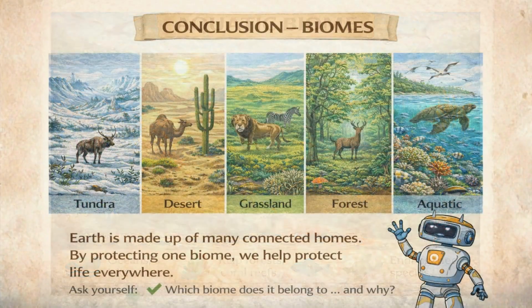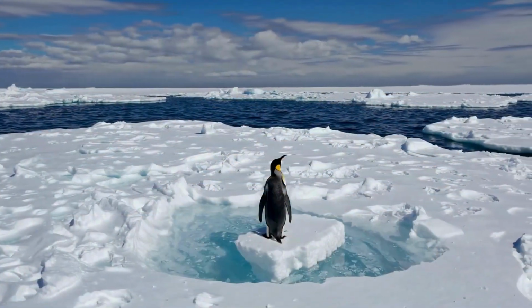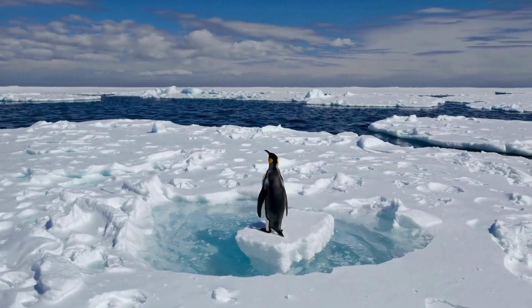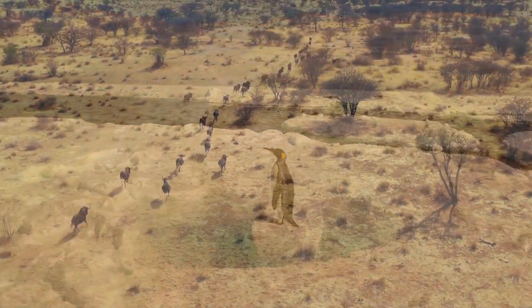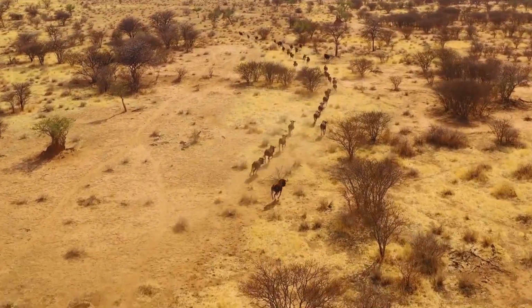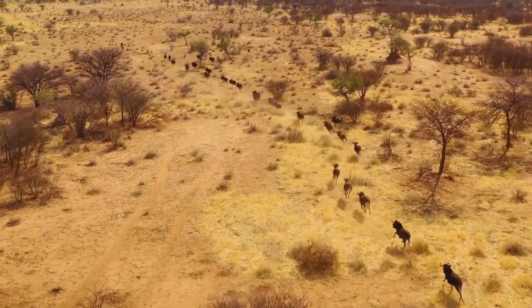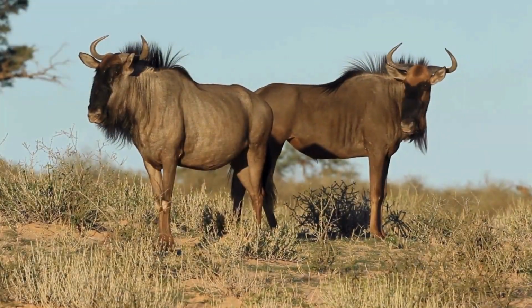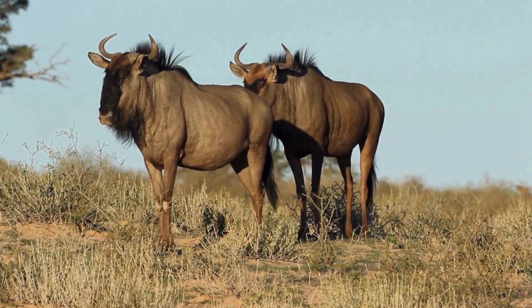So now we've travelled across Earth's incredible biomes, from the icy tundra to dry deserts, wide grasslands, deep forests, and the vast aquatic world. Each biome may look very different, but they all have one thing in common: life has learned to adapt. Plants and animals survive because they are perfectly suited to their climate, their land, and their water. Biomes remind us that Earth is made up of many connected homes, and when we protect one biome, we help protect life everywhere. Next time you see an animal or plant, ask yourself, which biome does it belong to, and why?